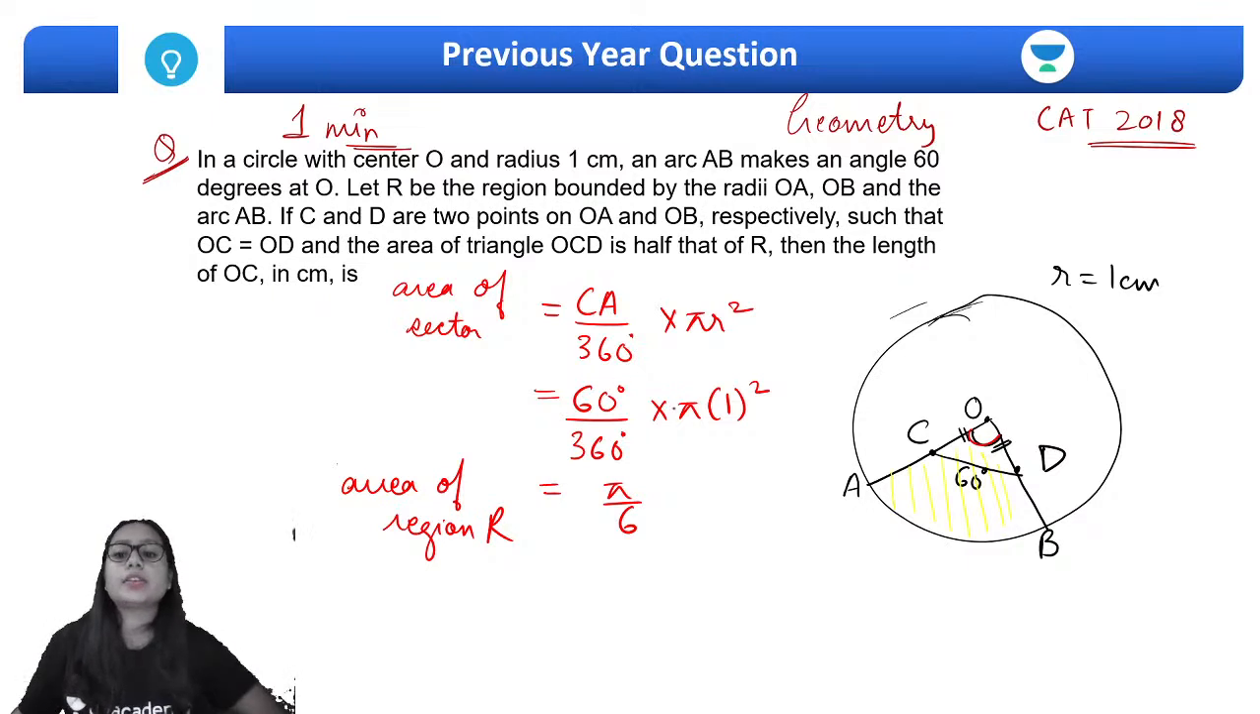Yes, it is an equilateral triangle. Satish, your answer is correct. See, because it is given that OC is equal to OD, this angle is equal to 60 degrees. Angles opposite equal sides are equal. Hence, these two angles would be 60 degrees. Hence, this is an equilateral triangle.